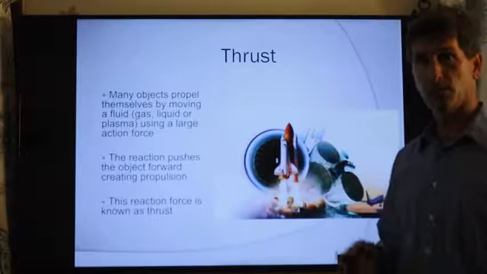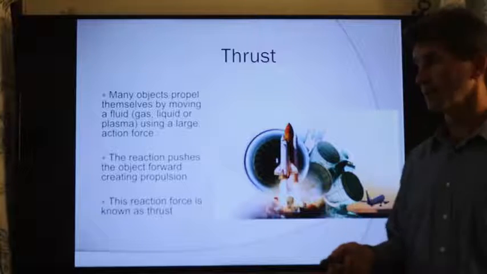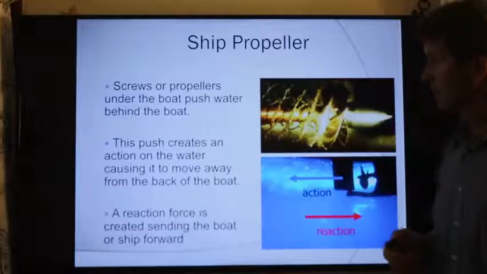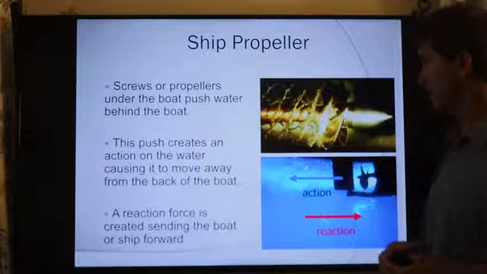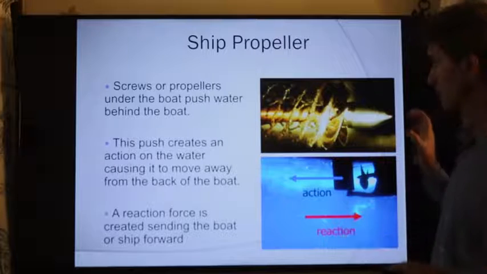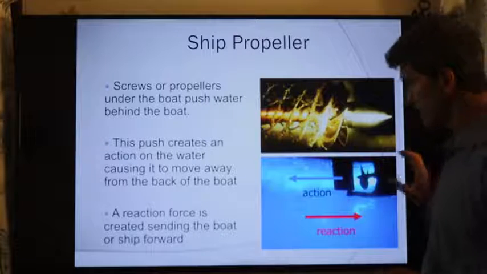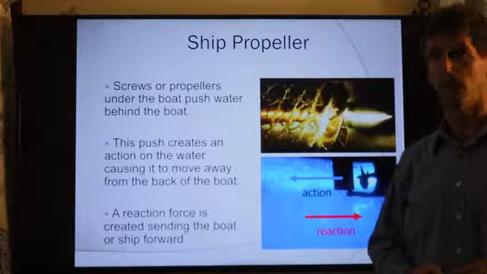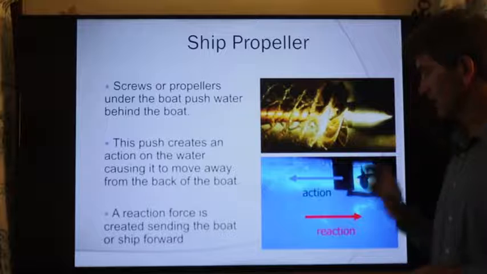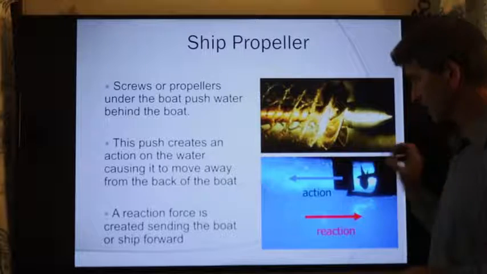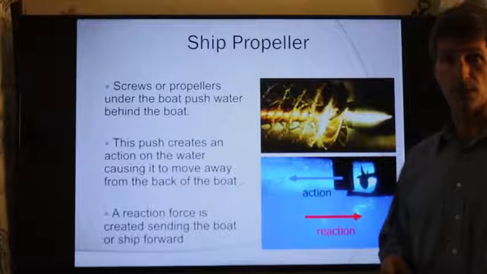Now, basically, we can use action-reaction to talk about any case where we're propelling an object using thrust. Look at a ship's propeller. It's basically a large wedge which is rotating, which is forcing the water in one direction. Stand behind a boat and you can actually see the water streaming away from the back of the boat. That is the action. The faster we can propel the water backward, the more reaction we get and the greater the thrust forward.